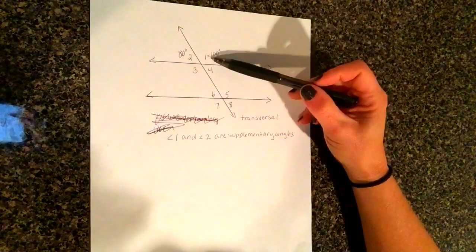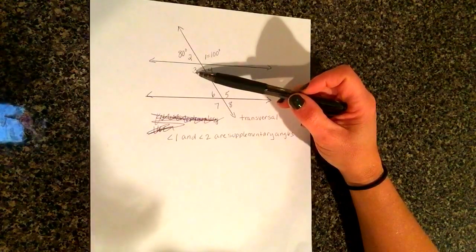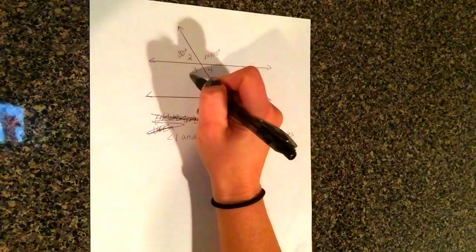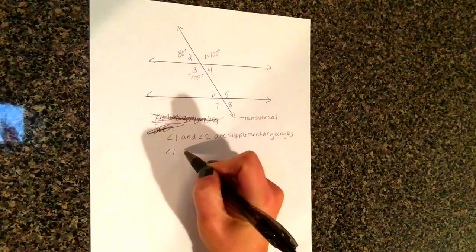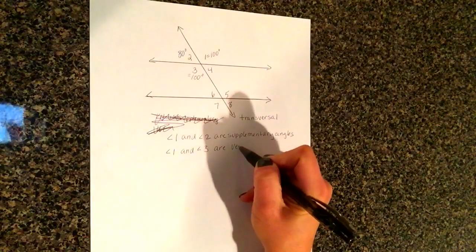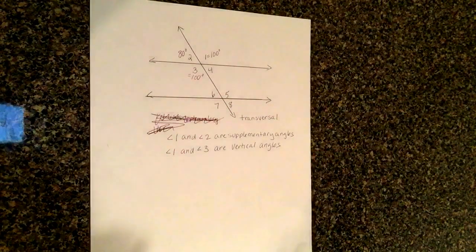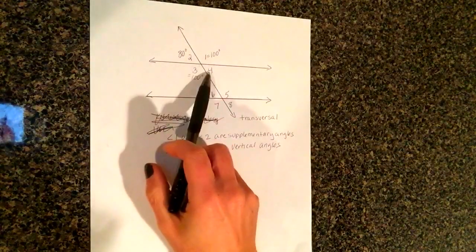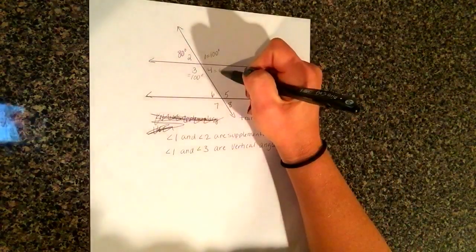Now, the other relationship I see up here is angle 1 and angle 3. Angle 1 is across from angle 3, so that means it's vertical, and vertical angles are equal. So angle 3 equals 100 degrees. So we can now say that angle 1 and angle 3 are vertical angles. All right. What other angles are vertical up there? Well, angle 2 and angle 4 are across from each other, so those are also vertical angles. So if angle 2 is 80, 4 has to also be 80 degrees.